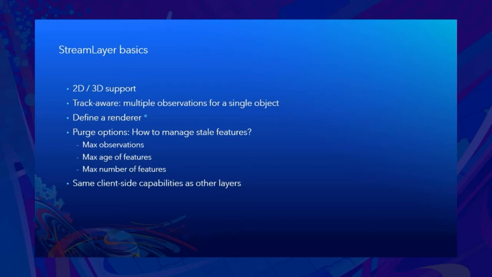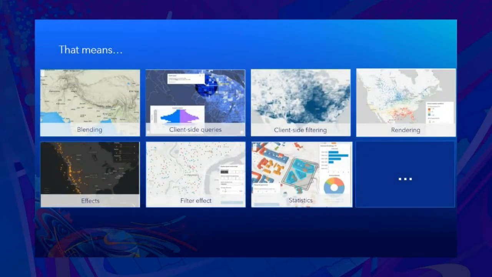A very important aspect of stream layers is you have all of the client-side capabilities as you do with other layers. So as you're learning about these different things you can do in the API in different sessions, you can also apply that to the stream layer. Because essentially, once that data is on the client, you have all the rendering, client-side querying and filtering and statistics, all of those things you have available now with the stream layer. So now I'm going to demonstrate some of the basics about stream layers and then show you some of the cool ways that you can visualize and interact with them.